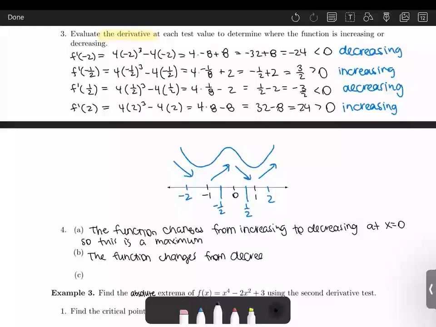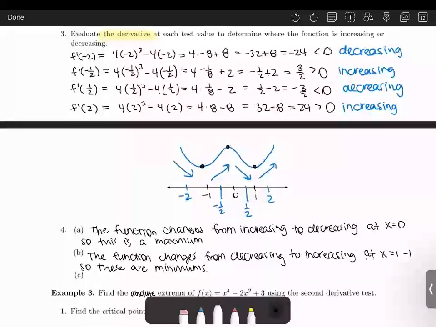Next, the function changes from decreasing to increasing at x equals 1 and negative 1. So these are minimums. And again, in the way that we've traced this graph, you can see that it looks like there are minimums here and a maximum here based on where these hills and valleys happen.